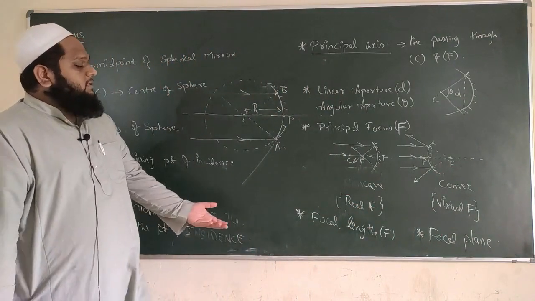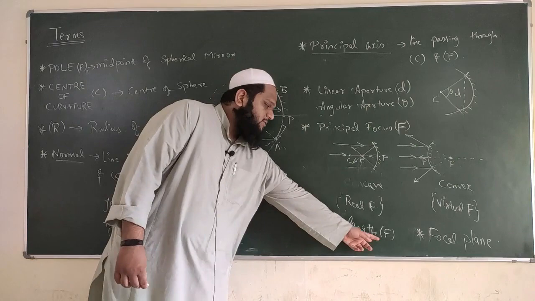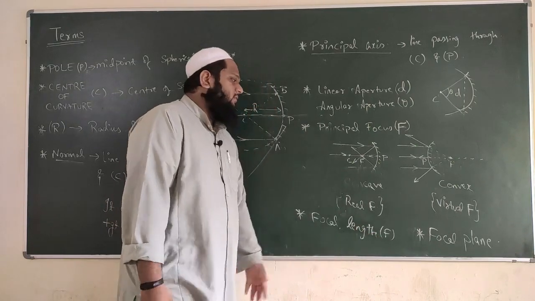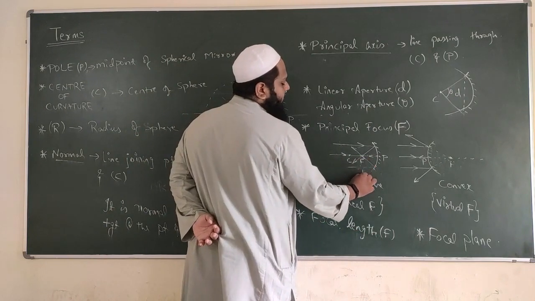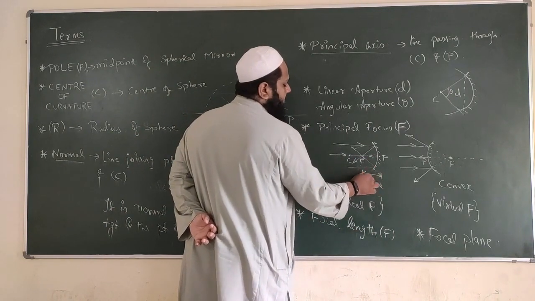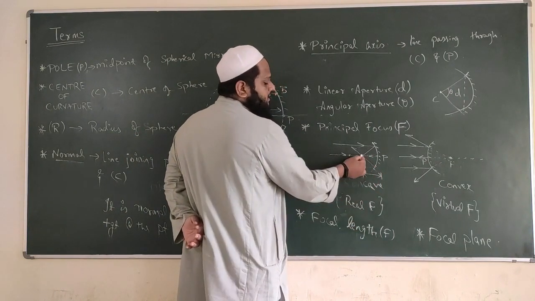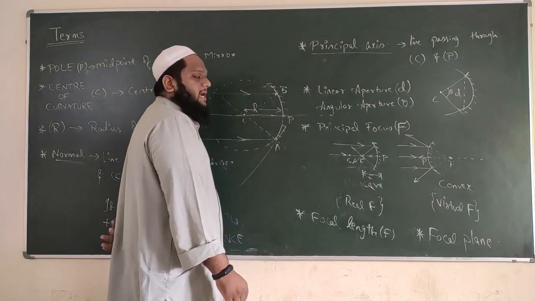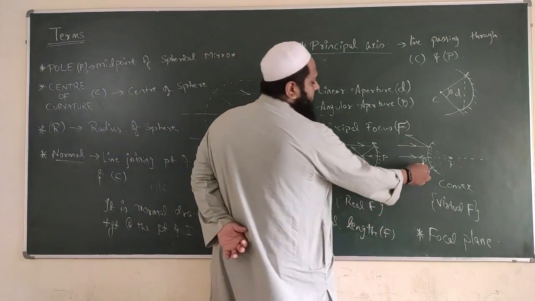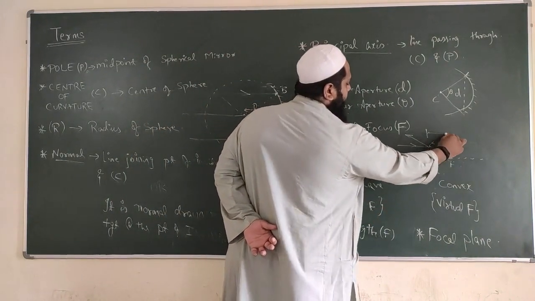Coming to the last two terms, really simple. Focal length, small f. Focal length, small f. What is focal length? The name itself suggests the length, the distance between principal focus and the pole. Distance between principal focus and the pole. Here also, from the pole to the principal focus, you can draw it like this.